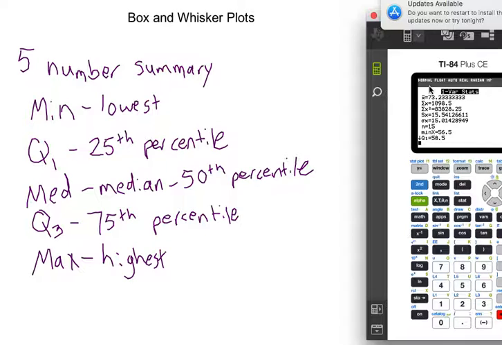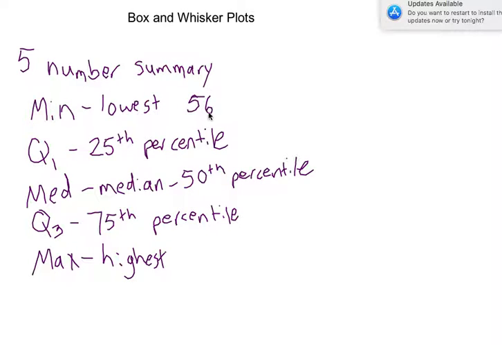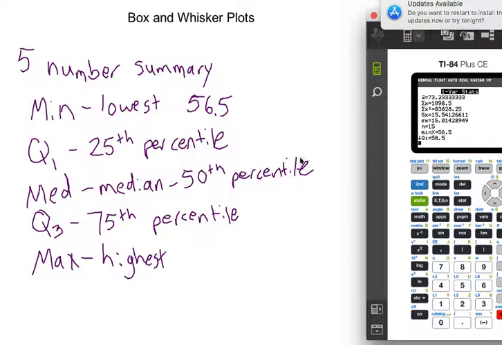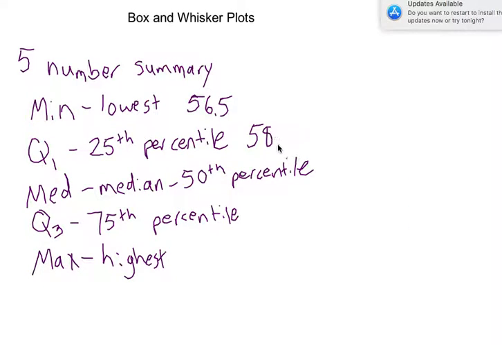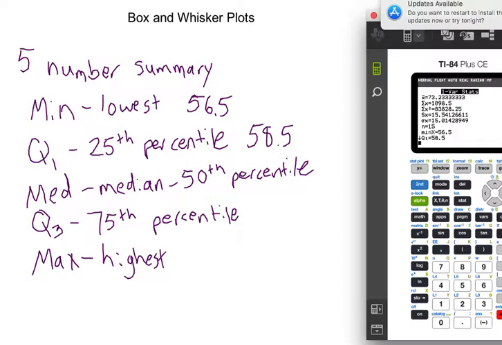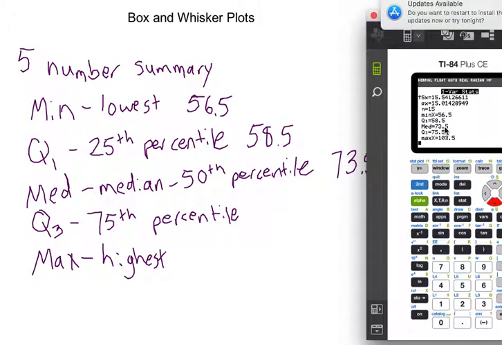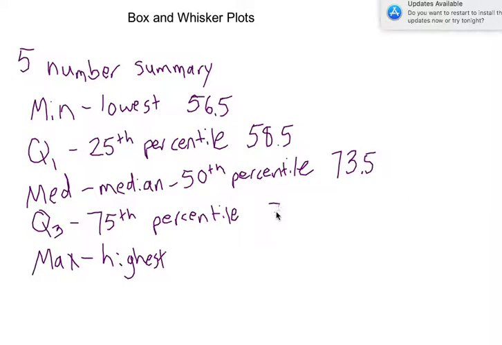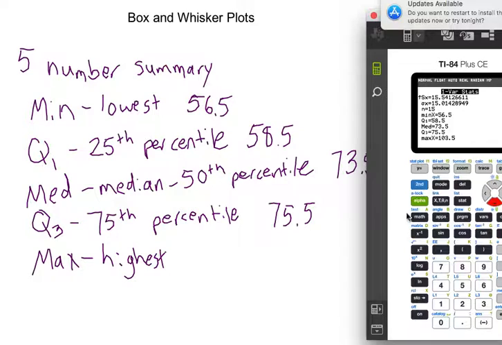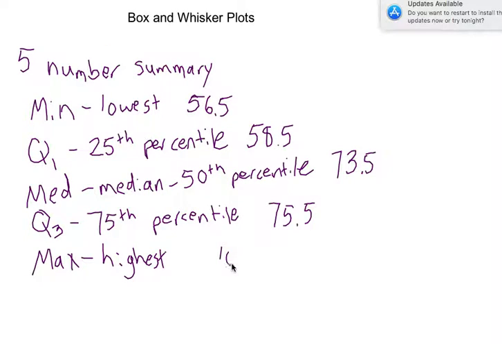The minimum is 56.5. The Q1 is 58.5. The median is 73.5. Kind of jumps there a little bit. 75.5 is the 75th percentile, the Q3, third quartile, and then the maximum is 103.5. So that is your 5-number summary.